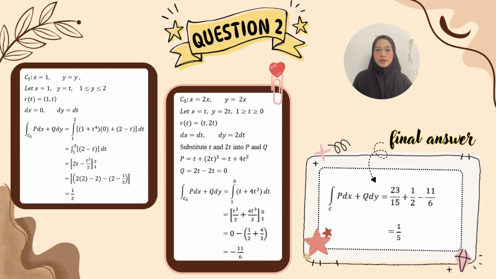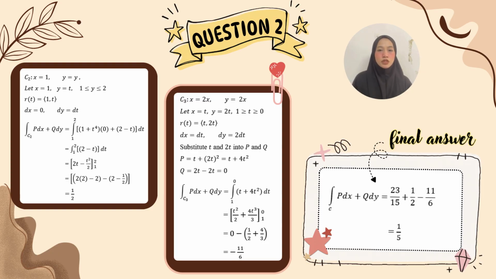Next, we continue with the direct method for C2 and C3. For C2, x = 1, where y goes from 1 to 2. We set y = t and x = 1. So, dx = 0 and dy = dt. Substituting P and Q into the integral of P dx + Q dy, the first part becomes 0. After integrating from 1 to 2, we get 1/2 for C2.